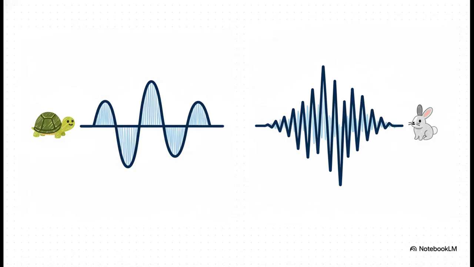And this is where it gets interesting, because frequency has this partner in crime, wavelength. And they're kind of like a turtle and a rabbit. A low-frequency wave is like the turtle. It's slow, its cycles are all spread out, which gives it a really long wavelength. But a high-frequency wave, that's the rabbit. It's super fast, with its cycles all packed tightly together, making for a super short wavelength.